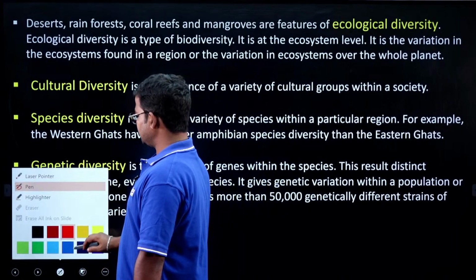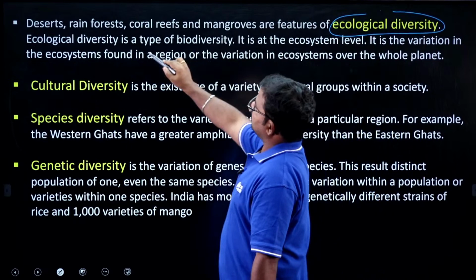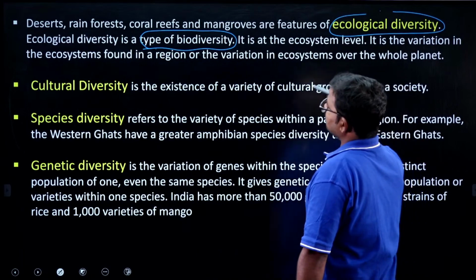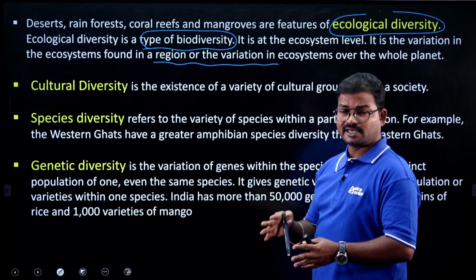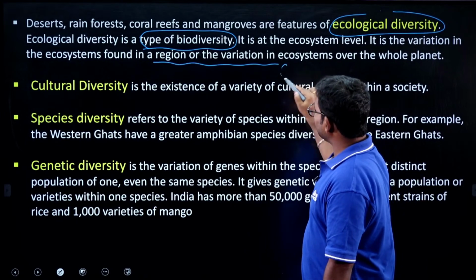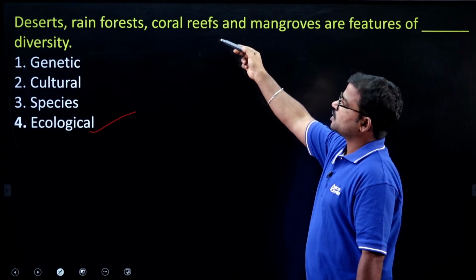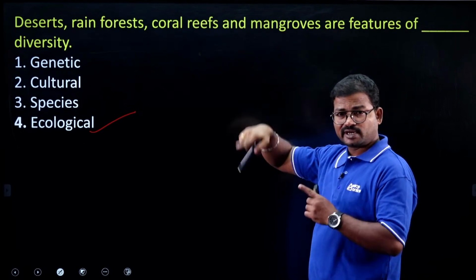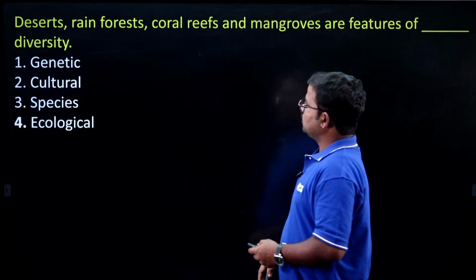For example, if you consider ecological diversity, it is a type of biodiversity, and here variation of ecosystems is found in a region of the whole planet. If you consider the planet, it has deserts, it also has rainforests, and especially in the water region it has coral reefs, and mangroves are also there. So the whole planet. That's why this is considered under the category of ecological biodiversity.